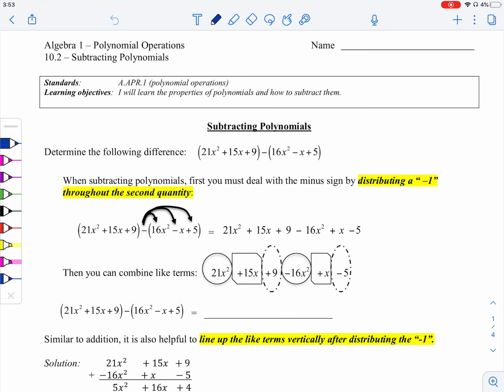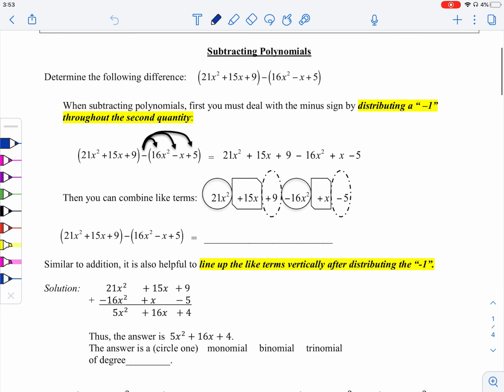So this is just like adding polynomials except we're subtracting, right? So it's one more step that we're going to add on to it. First we must deal with the negative signs because there's a subtraction instead of addition. So we're subtracting everything on the right: subtracting 16x squared, subtracting a negative x, and subtracting a 5.